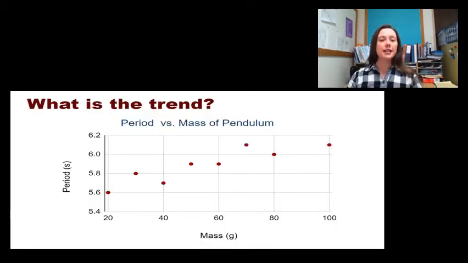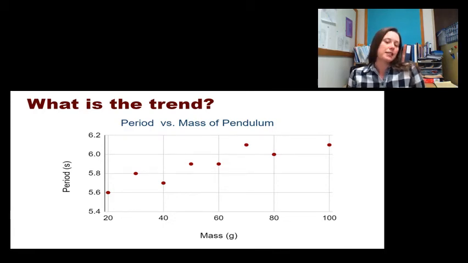Okay, looking at trends in data. When you plot data, and you want to make a graph so that you can see the overall trend in the data, graphs are a great way to do that. So looking at this data, this is from a pendulum lab that you may have done in another class at some point. You're swinging a pendulum and measuring the period. So how long does it take to go back and forth once? Then you're changing the mass of the pendulum. This one goes from 20 to 100 grams. We're measuring the period. What would you say about the trend of this data?